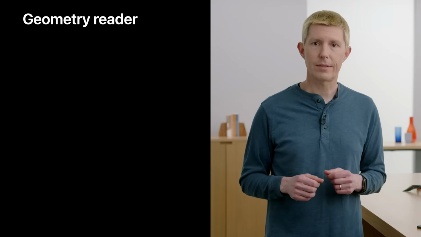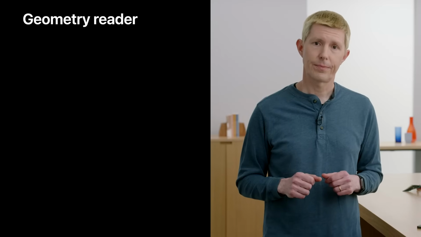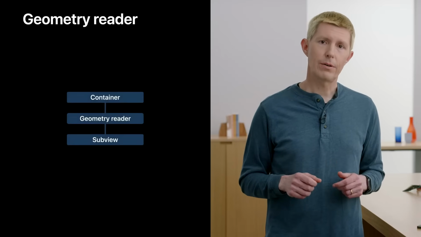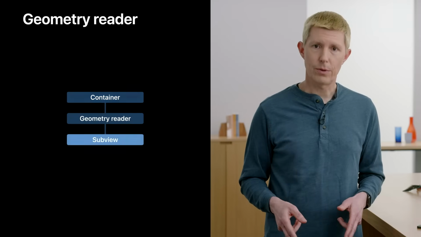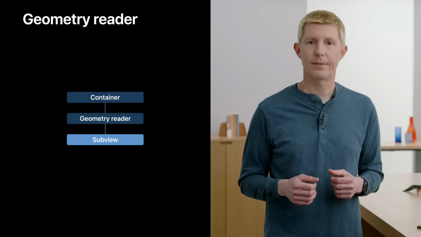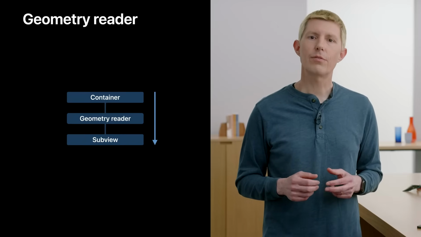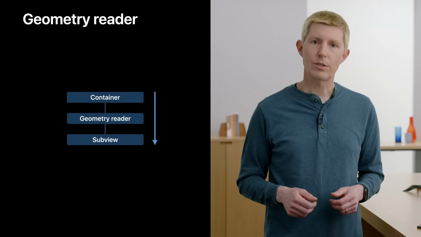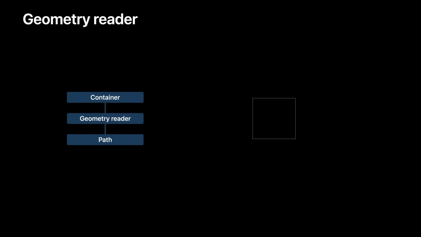Geometry Reader is, after all, a tool for measuring view sizes. However, it's not the best choice in this case. And that's because a geometry reader is designed to measure its container view and report that size to its subview. The subview then uses the information to draw its own content. Notice that for the intended use of a geometry reader, the information flows downward. The measurement that the reader makes has no effect on the layout of its own container.